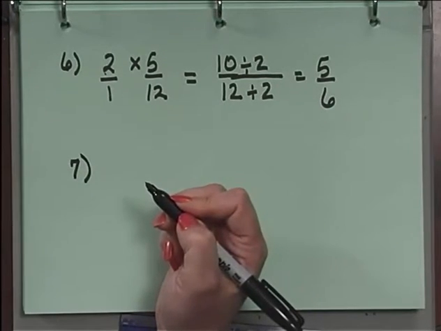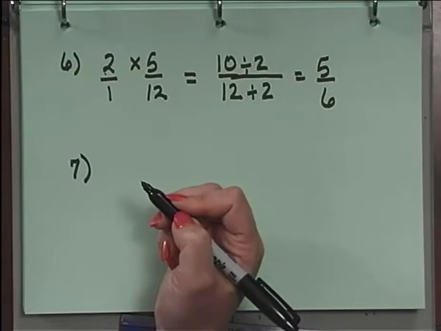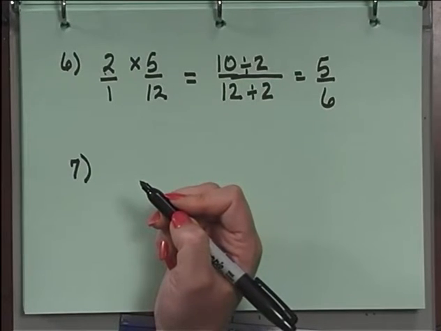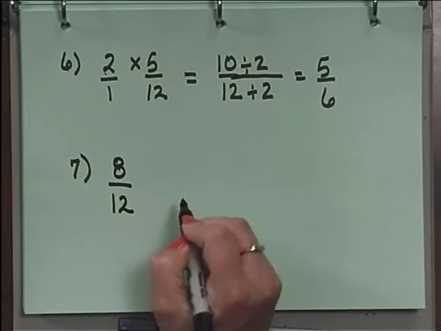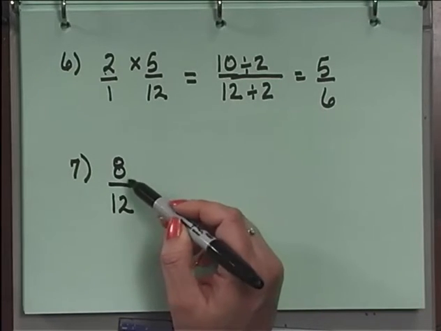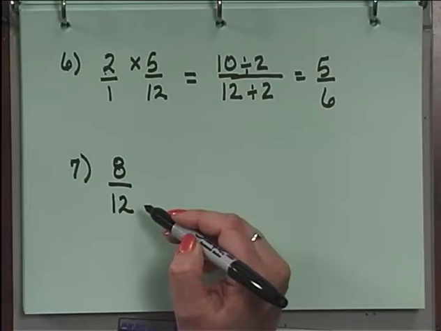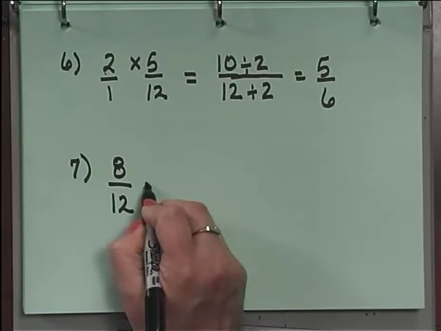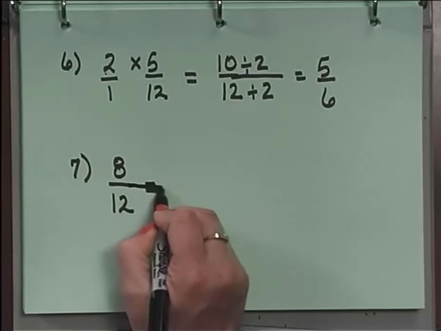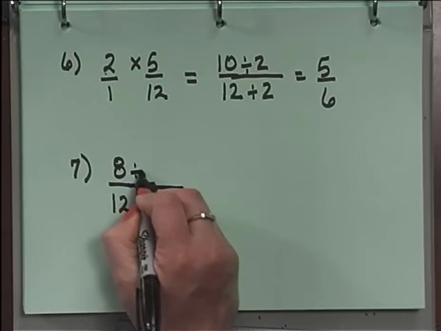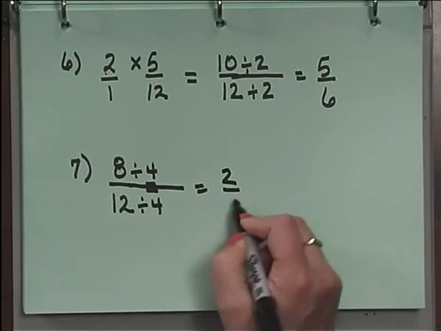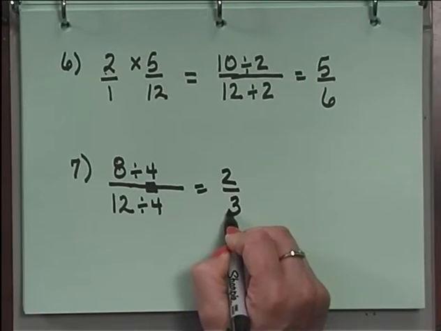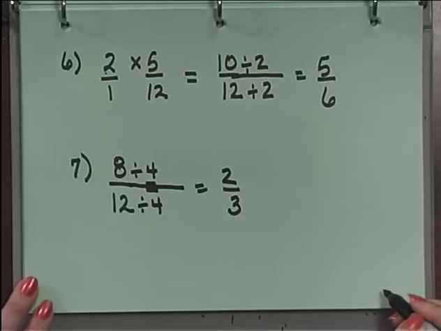Look at example 7. There were 8 baseball bats and 12 baseball gloves in the bag. What was the ratio of bats to gloves in the bag? Well, there's 8 baseball bats and 12 baseball gloves. So 8 bats to 12 gloves is the ratio. But we want to reduce this ratio. And we would reduce by dividing by the greatest common factor, which is 4. 8 divided by 4 is 2, and 12 divided by 4 is 3. So 8/12 reduces to 2/3.